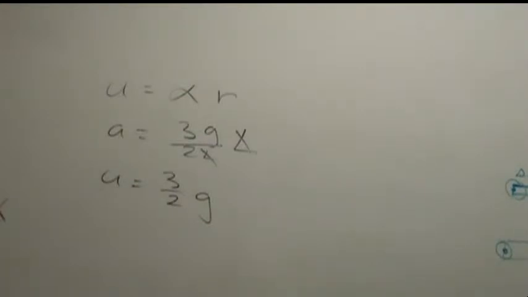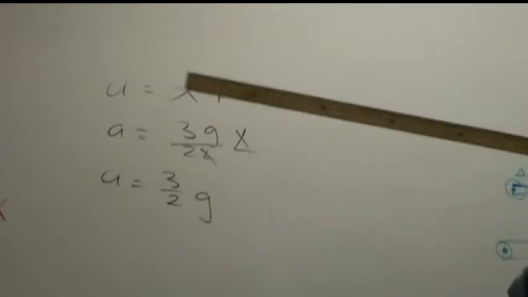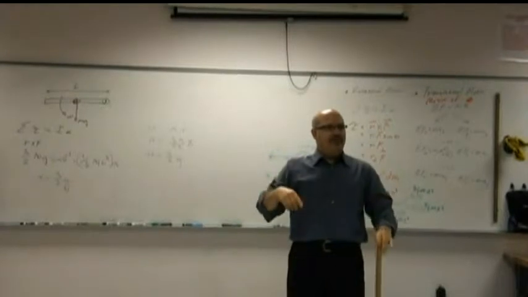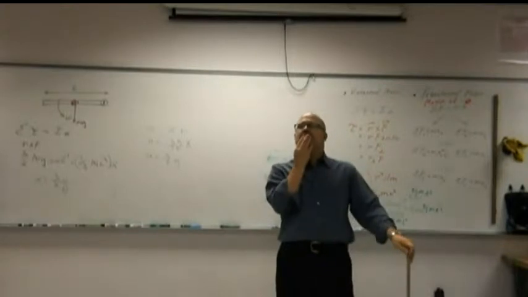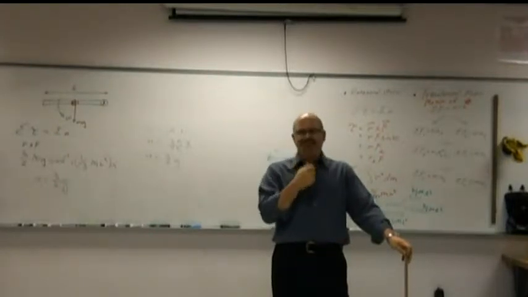This means that the end of the meter stick, if you hold it right here and let go, accelerates downward faster than if I just dropped it. Doesn't that violate some sort of physics?